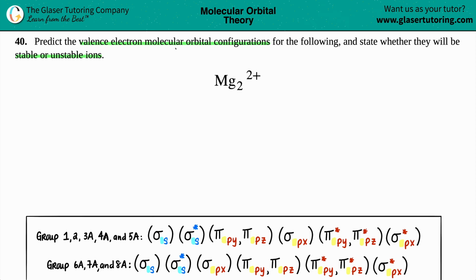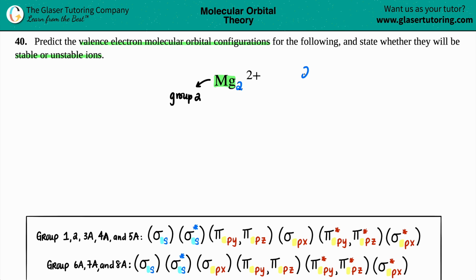Well, we need to find a molecular orbital configuration. This comes from your valence electrons. So first, let's just find out how many total valence electrons we have in Mg2 2+. Now, keep in mind that magnesium, if I look on the periodic table, is in group 2. That's going to be very important in a little bit. But it's important here because, remember, group 2 has 2 valence electrons. But we have 2 of them.